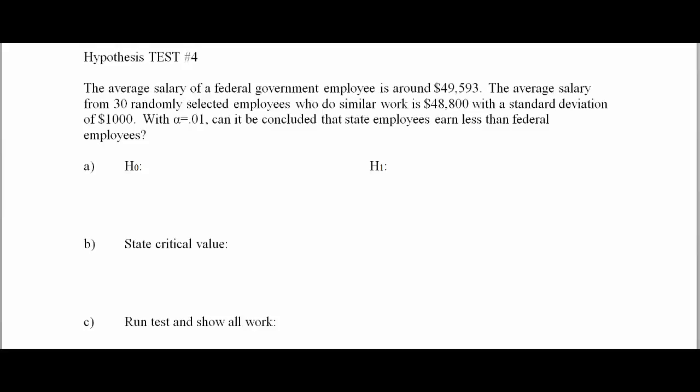And here we have a test where we're going to look at federal government employees. This data was brought to us by the book that I use, and it gives the average salary of the federal government employee. Now what we did is we looked at 30 randomly selected employees who did similar work, and this was their salary. It's less than the actual average with a standard deviation of $1,000. Well, it seems to be within parameter here. $1,000 above and below this is also inside of this area.